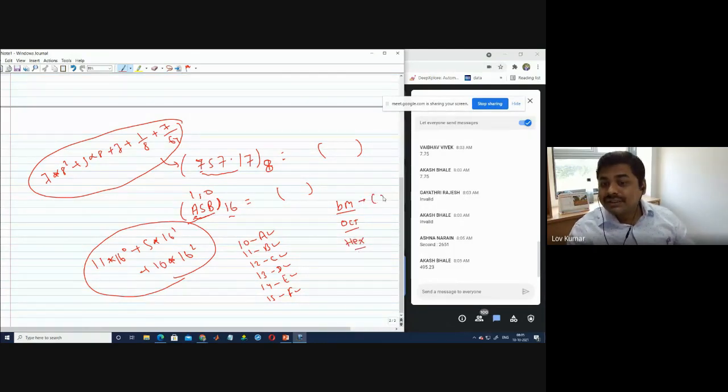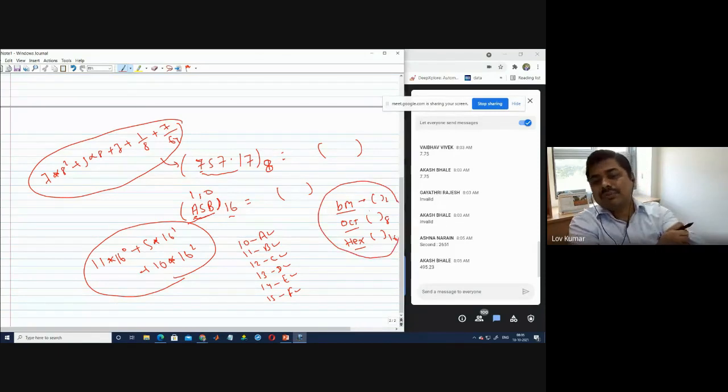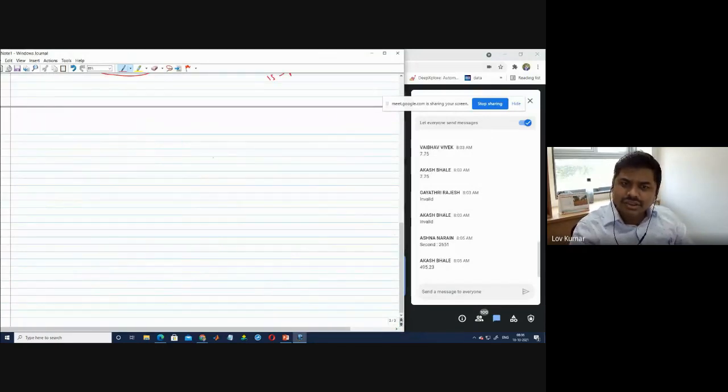Binary number means the base is 2. Octal number means the base is 8, and hexadecimal number means the base is 16. Okay, so only these 3 types of representation we are using in the computer system. First one is called the binary number, second one is called the octal number, and third one is called the hexadecimal number, and this is your most important one.